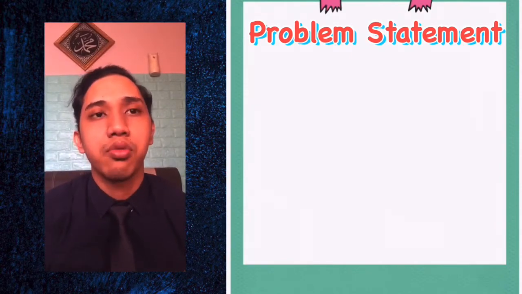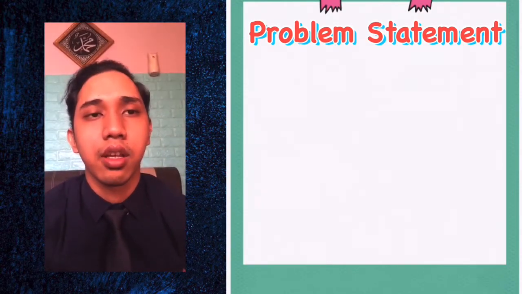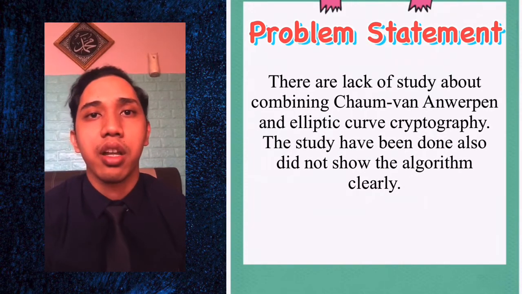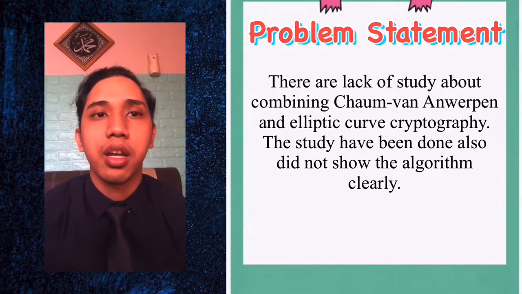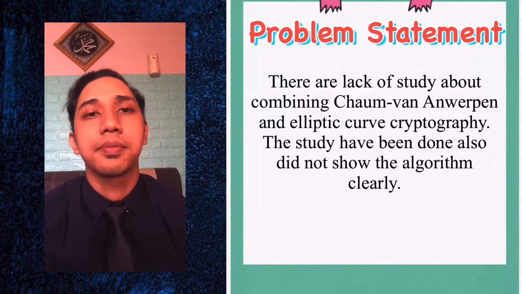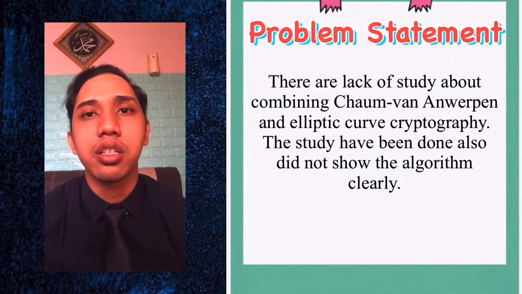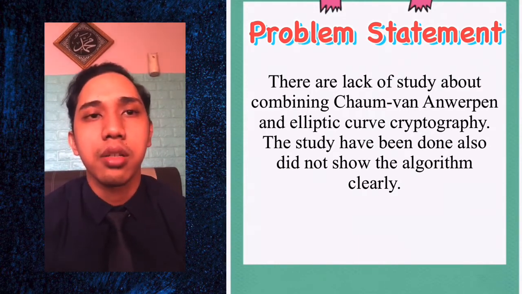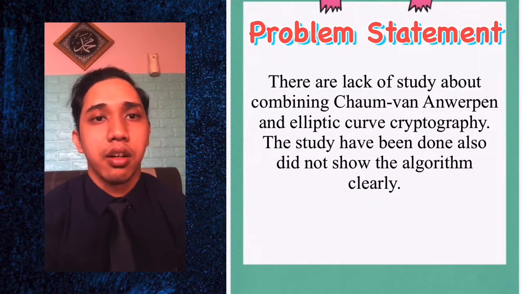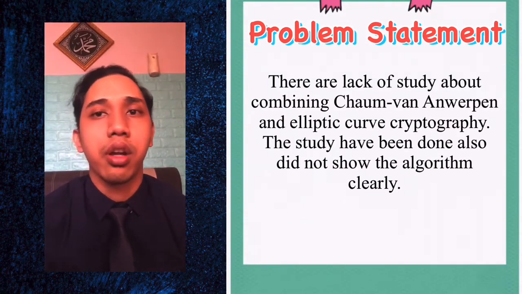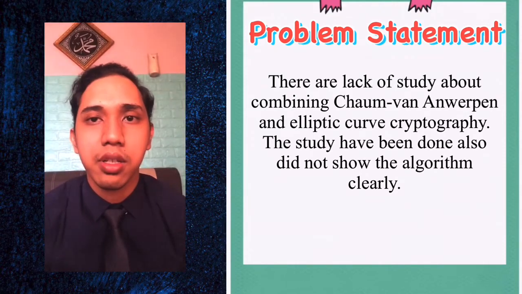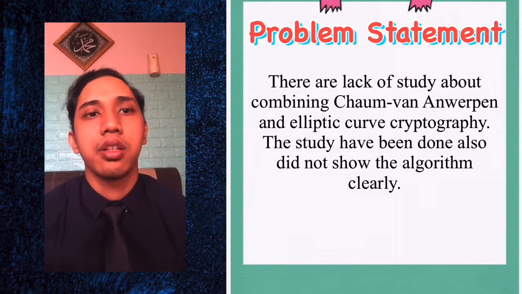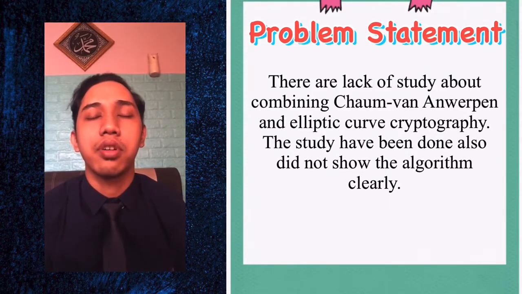Next, I will proceed with the problem statement. From the previous study, the Chaum van Antwerpen signature scheme was applied in positive integers over a prime number. This kind of situation can also be applied in elliptic curve cryptography. However, the researcher does not explain the algorithm clearly. From this problem, we want to show and demonstrate the combination of the Chaum van Antwerpen signature scheme and elliptic curve cryptography, and develop the algorithm for the proposed protocol.